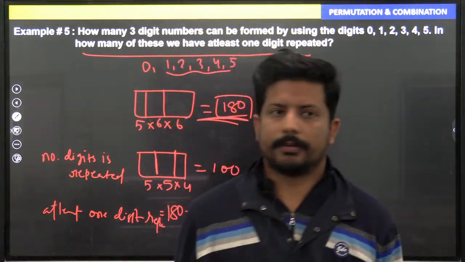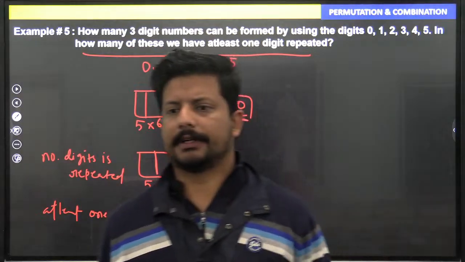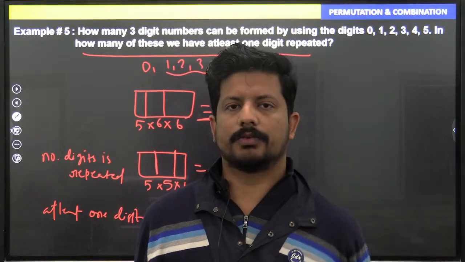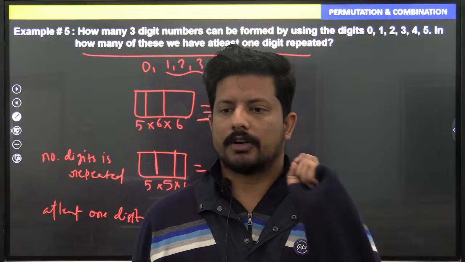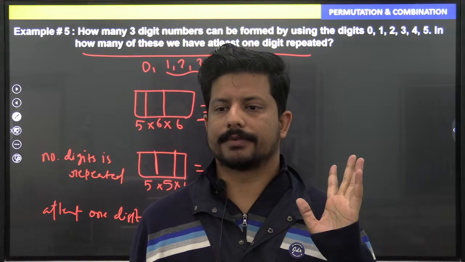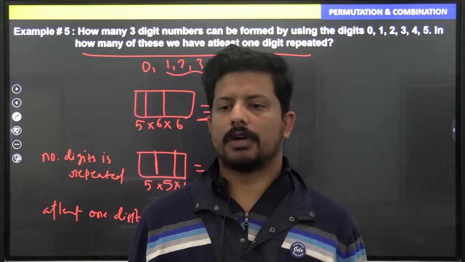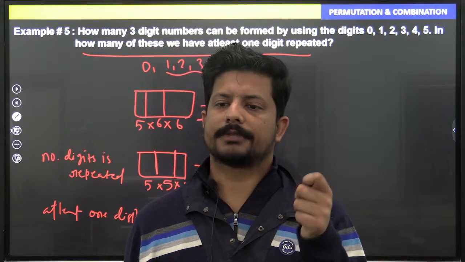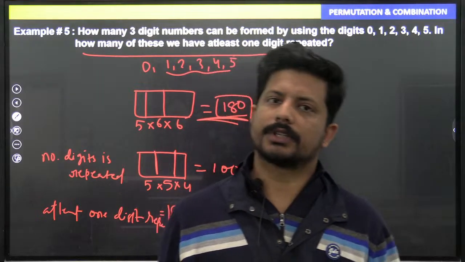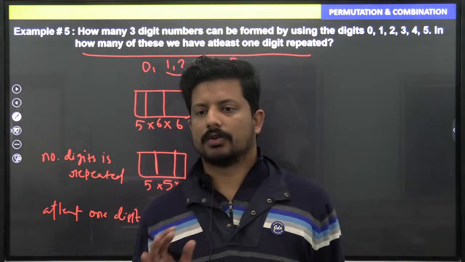What is the meaning of repeated? It means they can repeat, they cannot repeat, that is what they are asking. Find the 3-digit numbers. We know that at the first place we cannot plug 0. So we have 5 options: 1, 2, 3, 4, 5. Now in the second place we can plug 0 also and repeat also. That means we have 6 options. And the third place also we have 6 options. So 5 into 6 into 6 gives you a total of 180.